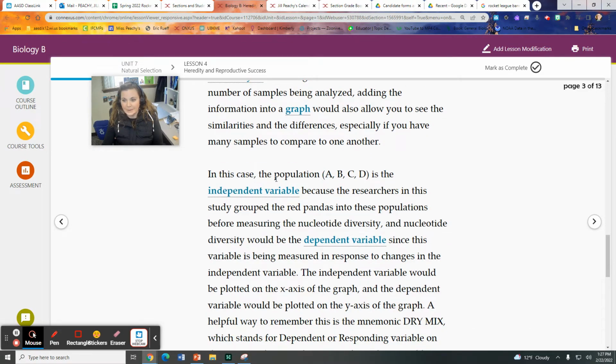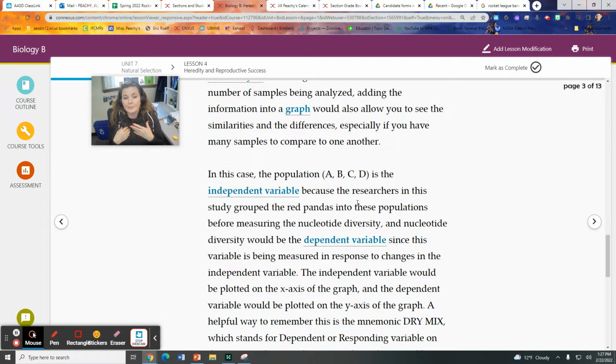So in this case, the population is the independent variable. This is the thing that you're changing. I'm going to select pandas from this group, pandas from this group, pandas from this group, and pandas from this group. So the pandas that I select are what I am as an experimenter changing. That's called my independent variable. It's sometimes called the manipulated variable as well.